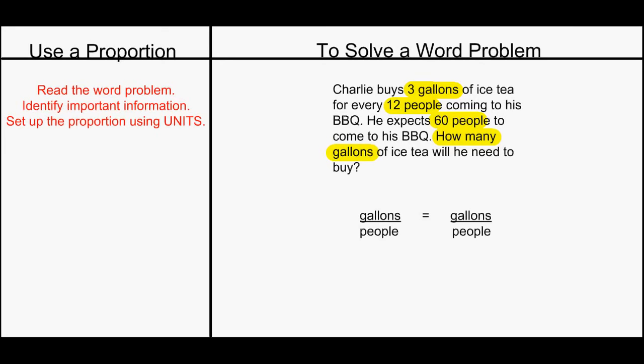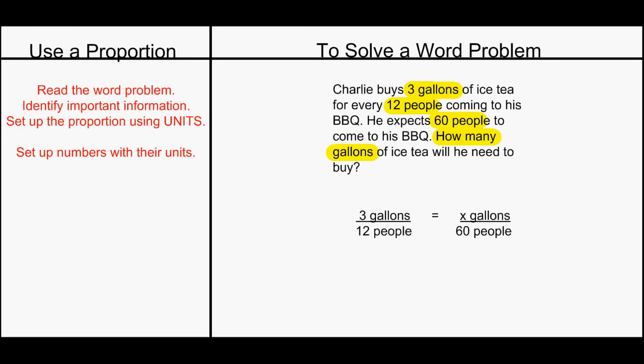So I set up 2 fractions. The first fraction is gallons over people, and the second fraction is gallons over people. I keep the units the same on the tops. I keep the units the same on the bottoms. Next, we fill in the numbers that go with the units.